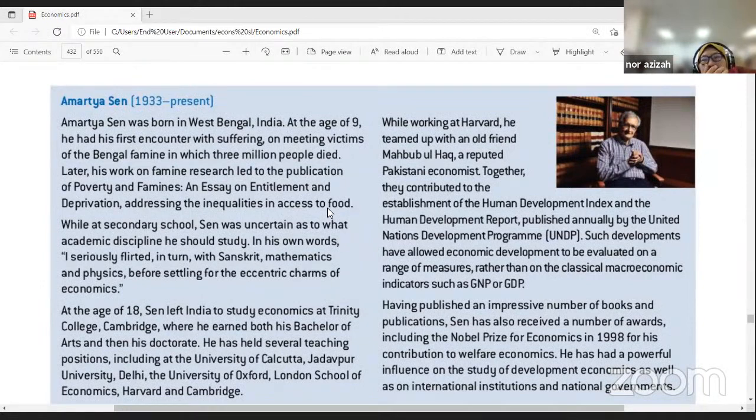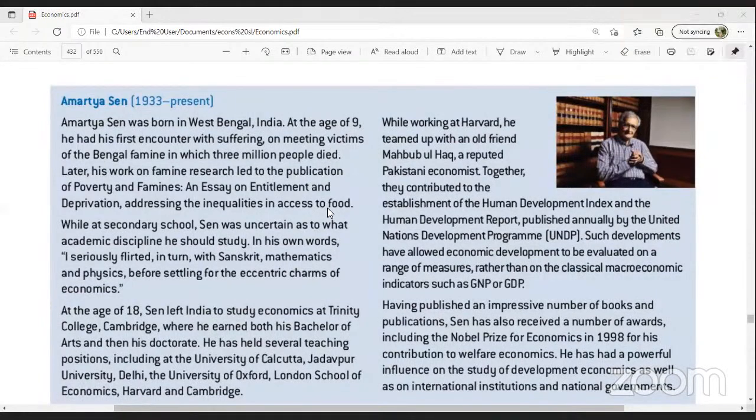So let's have a look at our uncle ni. Aziz baca pasal uncle ni. Amartya Sen was born in West Bengal, India. At the age of 9, he had his first encounter with suffering on meeting victims of the Bengal famine in which 3 million people died. Later, his work on famine research led to the publication of Poverty and Famines and the essay Entitlement and Deprivation, addressing the inequalities in access to food.